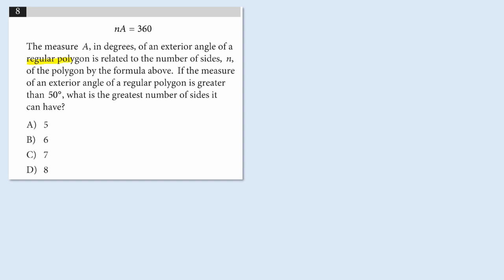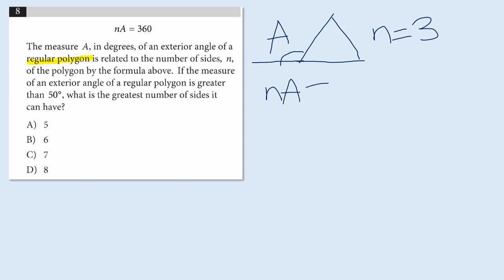It's talking about regular polygons. So that's a polygon that has all its sides equal. It could be an equilateral triangle, a square, a pentagon where the 5 sides are equal. And let's draw the simplest regular polygon. So here's the exterior angle there, and they're calling its measure A. And the number of sides in this equilateral triangle is 3. So they're saying n times A equals 360.